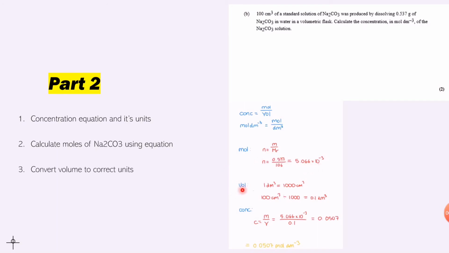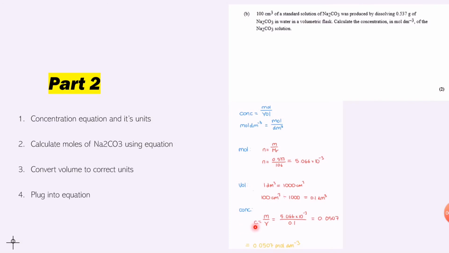And then we want to convert our volume into the correct units, because we are given the volume here. We're given that it is dissolved in 100 centimeter cubed of water. However, this is in centimeter cubed, and we want it in decimeter cubed for our correct equation and concentration. So we know that 1 decimeter cubed equals 1000 centimeter cubed. So we can use this equation to divide our 100 centimeter cubed by 1000 to get that we have 0.1 decimeter cubed.